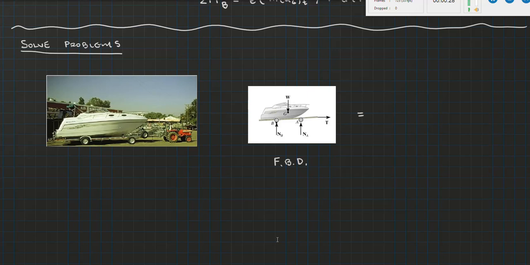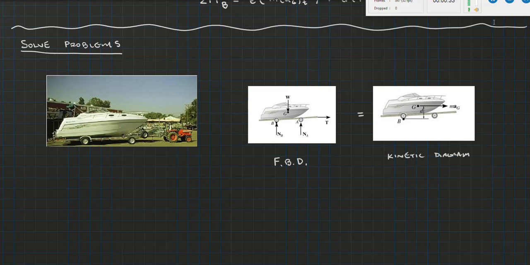And then we would set this equal to the kinetic diagram. What we're interested in here mostly is this mass times the acceleration of G. Now, possibly when we're solving the problem, we might want to sum moments about the point B, in which case we would want to know what the distance d was. But we might just sum moments about G and set that equal to 0.